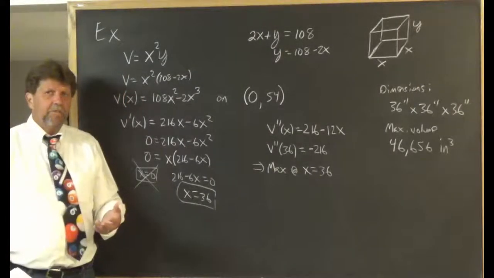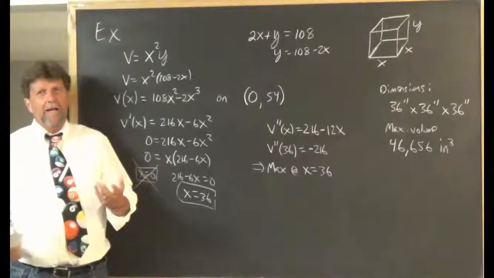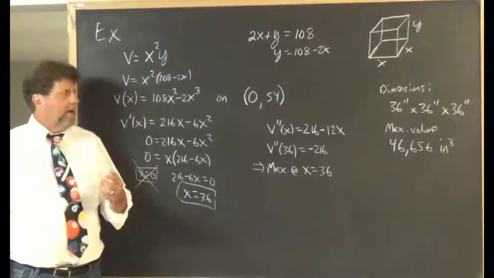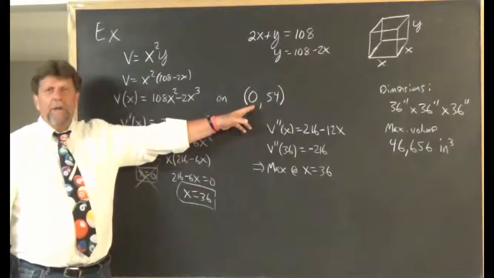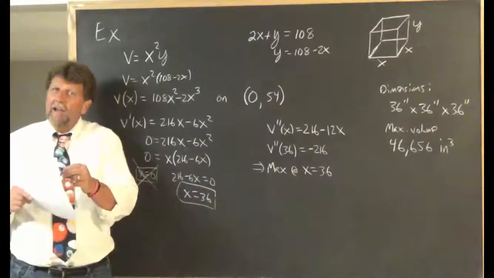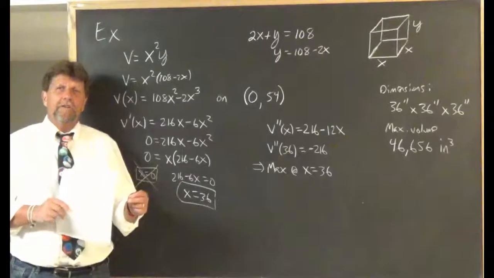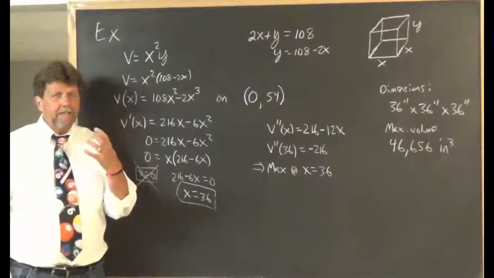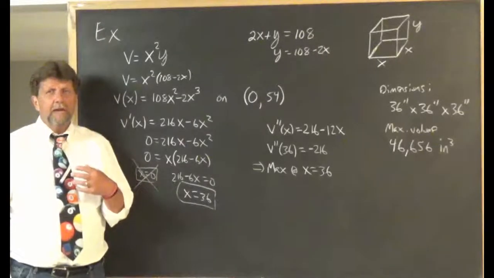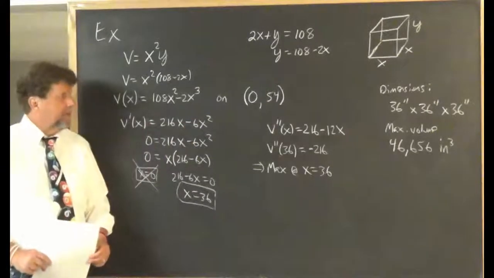Alright, so typical optimization problem. I picked one that had almost everything involved in it, about as nasty as it could get. I picked an open interval, which meant we had to use the second derivative test. Folks, if I have a closed interval, I'm using the techniques we learned earlier in the chapter, that 5-step process of finding an absolute max or an absolute min. But here I picked one where we couldn't do that.